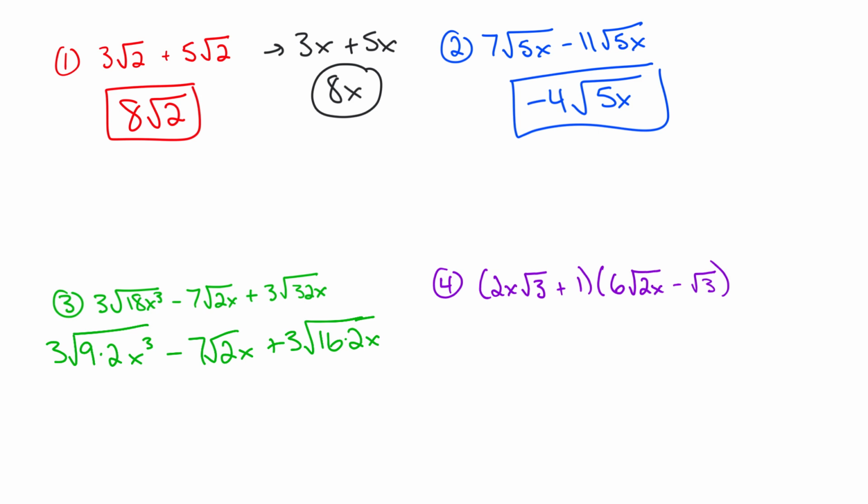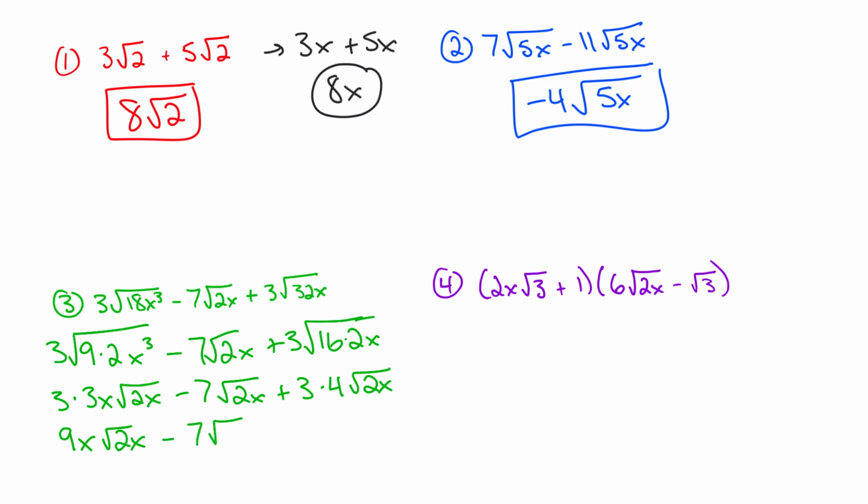The square root of 9 is 3, so I can pull that 3 out. I also have the square root of an x cubed, so I can pull an x out as well, which is what we learned in the last section, leaving you with just 2x underneath the radical. The next one, the square root of 16 is 4, and the 2 and the x cannot move out of the radical, so they stay as is. Then I multiply the exteriors. 3 times 3x is 9x. And then 3 times 4 is 12.